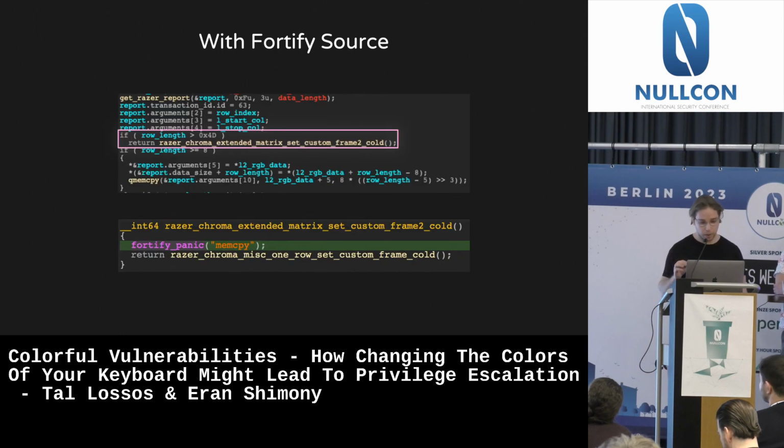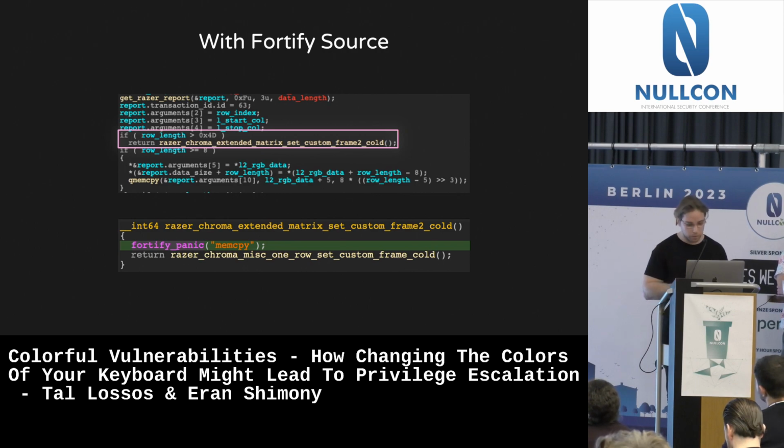But if we compile it on a machine with Fortify Source enabled, we can indeed see that there's a check added before our bad memcopy operation. It's checking our custom row length size, to see if it will overflow our custom buffer. So here it checks if it's bigger than hex 4D. And if it detects that our buffer will be overflowed, we will call fortify panic, which essentially will crash our driver much more safely.